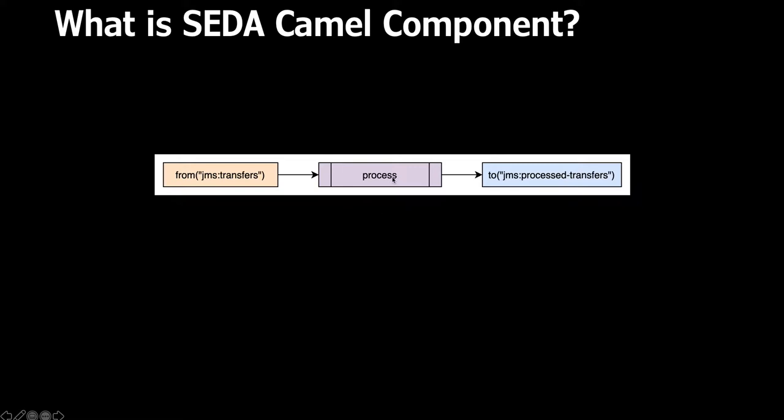Maybe these processors are connected to some external systems and those external systems are slow. So what's going to happen is the side effect of this slow processor is going to impact the entire route over here. Maybe your consumer will slowly consume the upstream data, if it's connected to JMS. What you can simply do, in order to overcome that problem, is put SEDA in between.